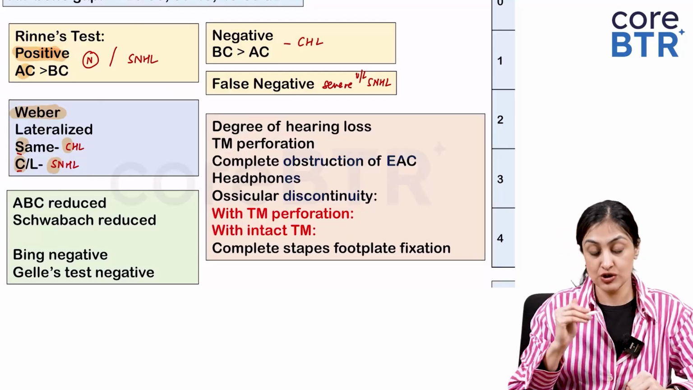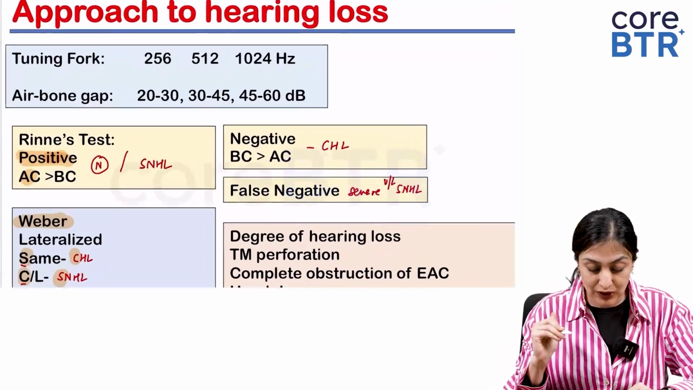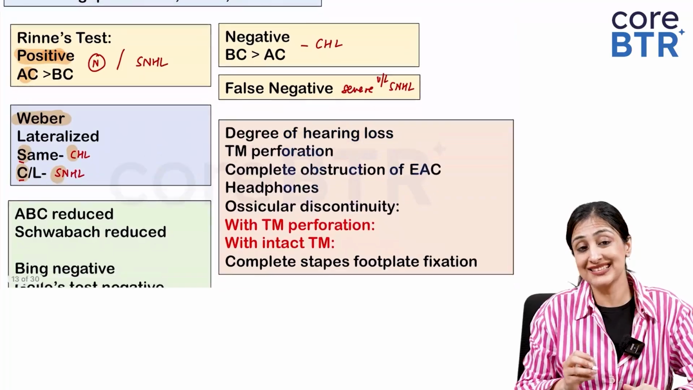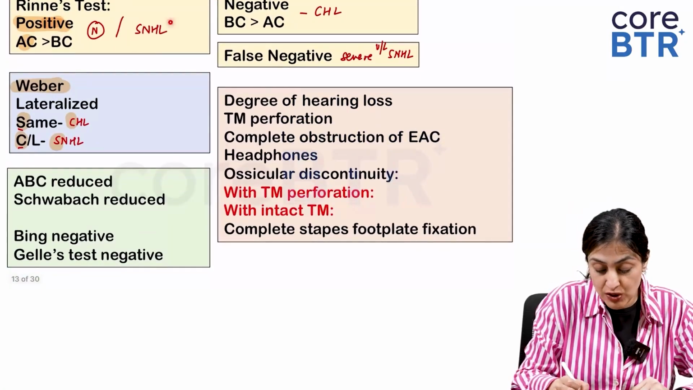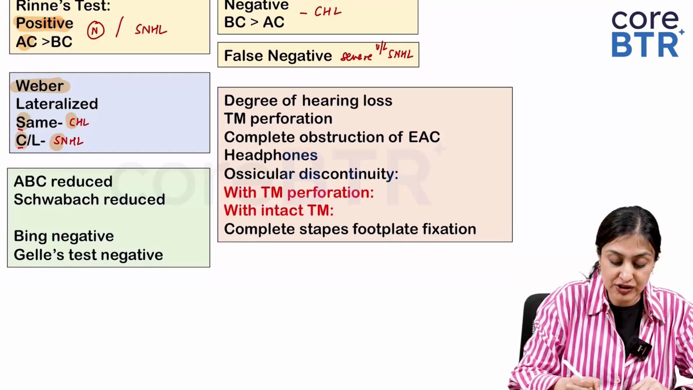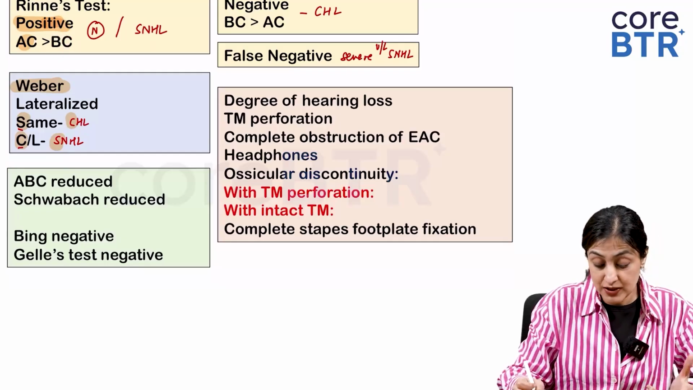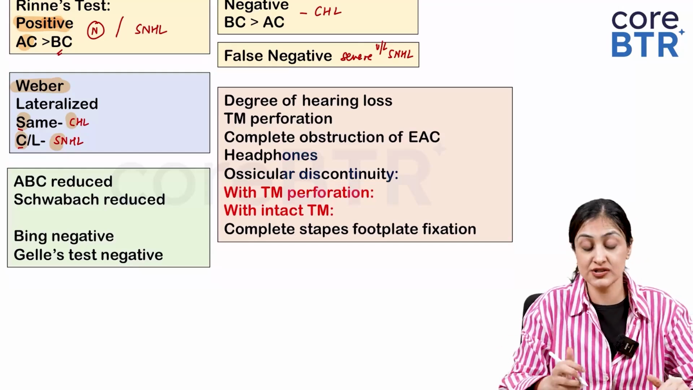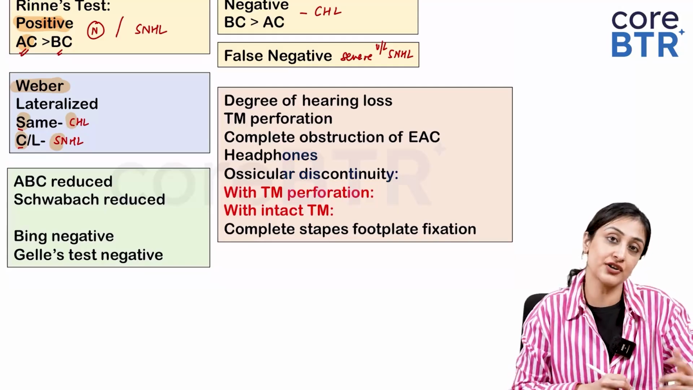Okay. Now what I have to remember here is just one more aspect. What did we learn? That in SNHL also the bone conduction is decreased, right? I find that out in SNHL because I see that air conduction is still better.